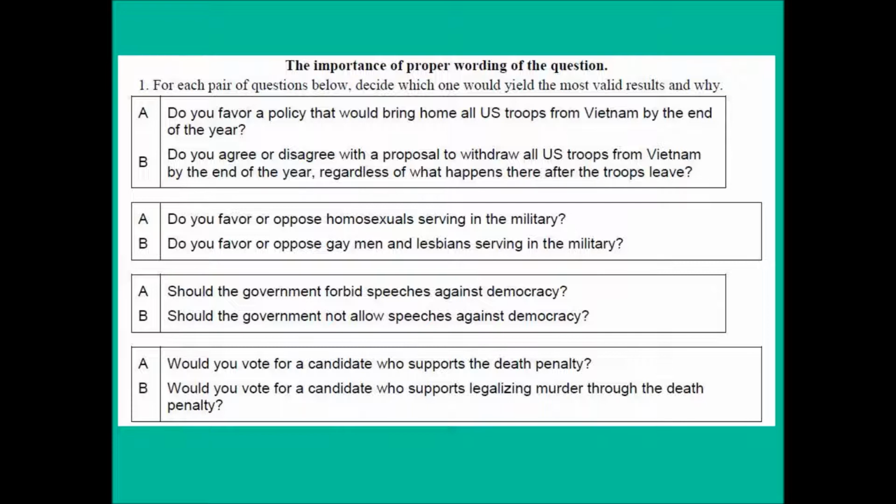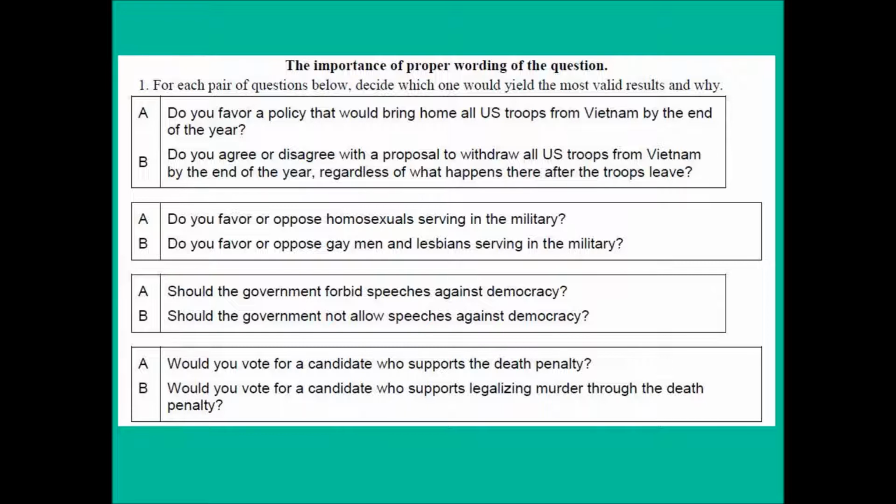For example, back in the 70s, a poll was conducted about the Vietnam War, and it was conducted two different ways. Different groups of people were asked different questions. One group was asked this question: do you favor a policy that would bring home all U.S. troops from Vietnam by the end of the year? A different group of people was asked, do you agree or disagree with a proposal to withdraw all U.S. troops from Vietnam by the end of the year, regardless of what happens there after the troops leave?